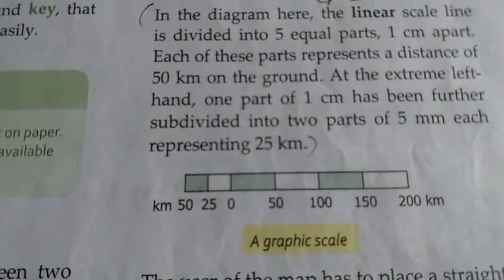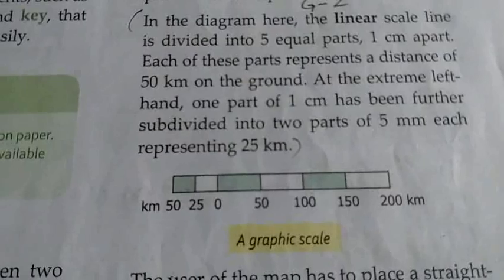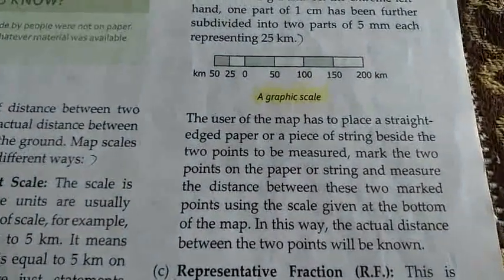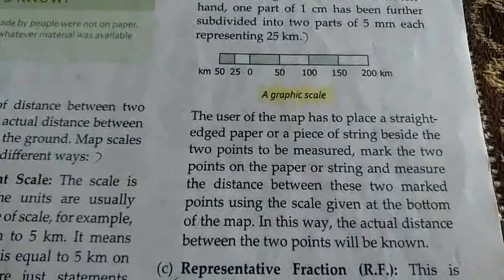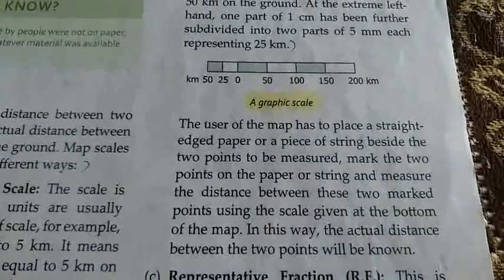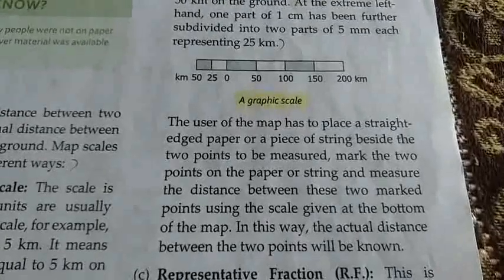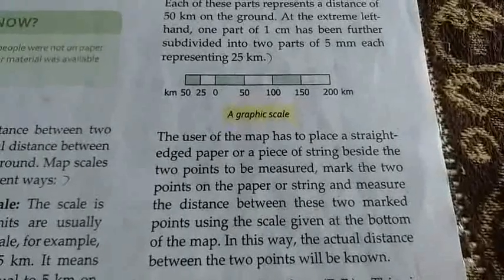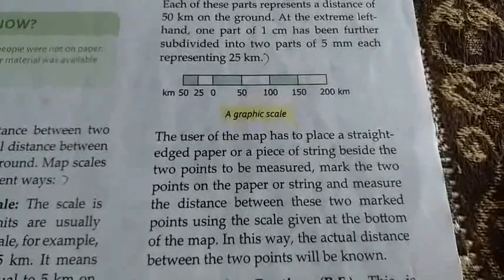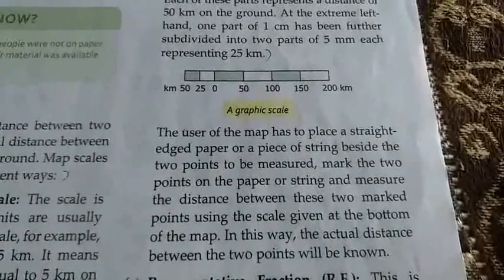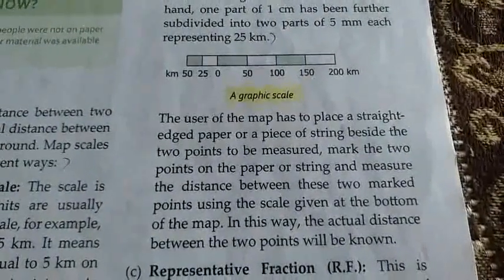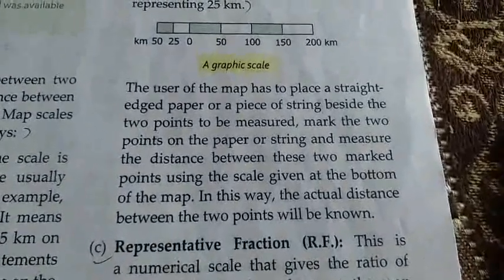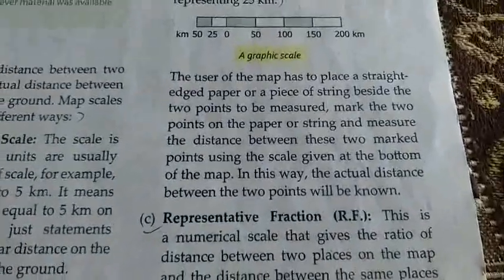In the long answer question you may have to draw this figure. I will explain where. In a graphical scale, the user of the map has to place a straight edge of paper or a piece of string beside the two points to be measured. Mark the two points on the paper or string and measure the distance between these two marked points using the scale given at the bottom of the map. In this way, we will know the actual distance between the two points. We will understand this through the scale.